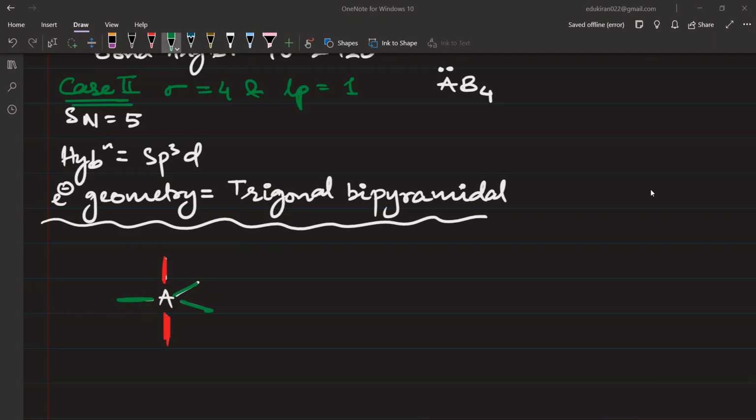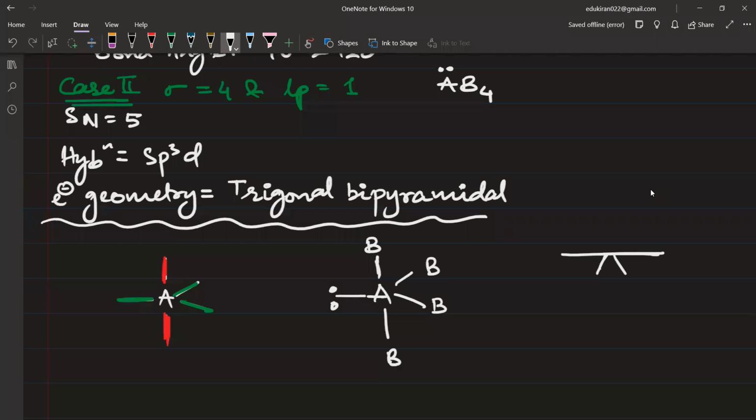Now, this is my electronic geometry. Now, if I am going to make the bonds, I will have A. Now, here I will place the lone pair. And everywhere else, I am going to write the B. So, we have four B atoms and one A. And if you look at this shape, what does this remind you of? Tell me. Kuch aisa shape hai? Devangi, yes or no, please tell me. Yes, sir. What is this shape? Seesaw. Yeah, so this is the seesaw shape.